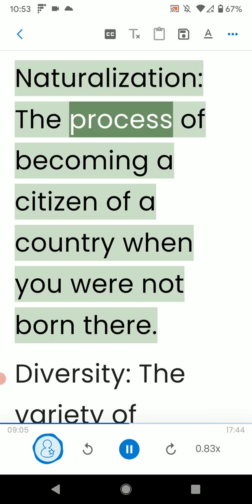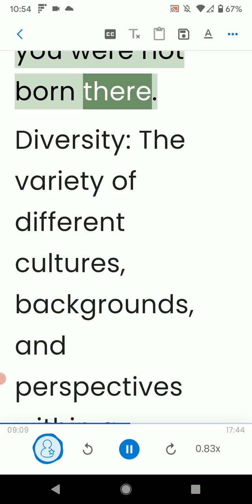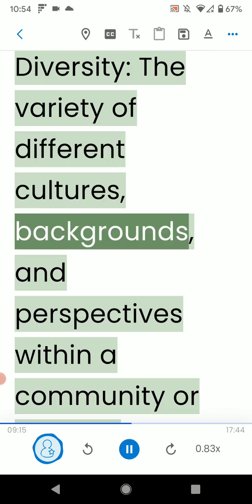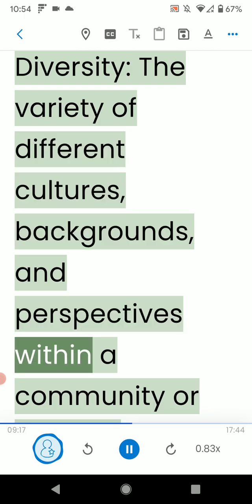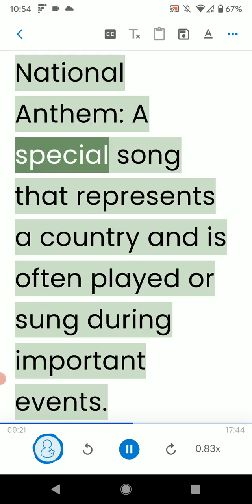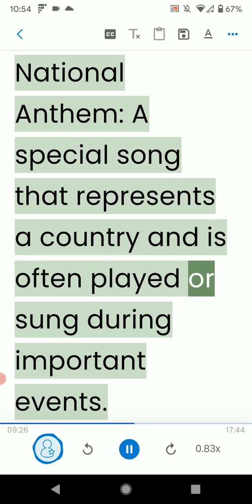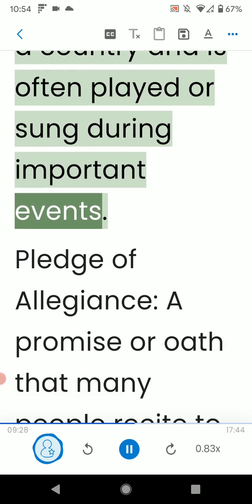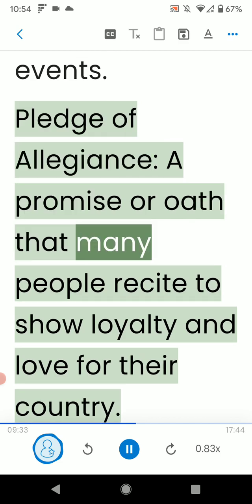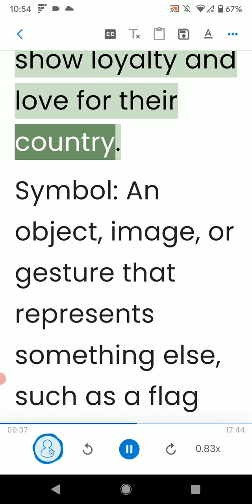Naturalization, the process of becoming a citizen of a country when you were not born there. Diversity, the variety of different cultures, backgrounds, and perspectives within a community or country. National anthem, a special song that represents a country and is often played or sung during important events. Pledge of allegiance, a promise or oath that many people recite to show loyalty and love for their country.